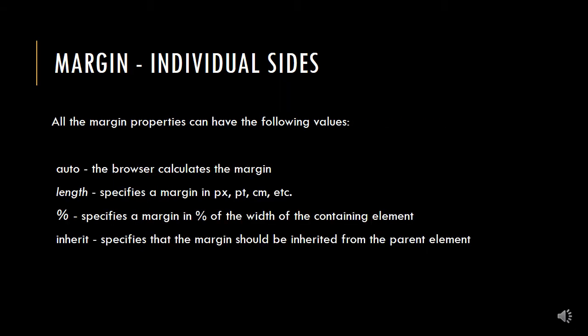All the margin properties can have the following values: auto, length, percent, and inherit. Auto means that the browser automatically calculates the margin. Length is used to specify a margin in pixel, point, centimeter. Percent specifies a margin in percent of the width of the containing block or element. Inherit, on the other hand, specifies that the margin should be inherited from the parent element.